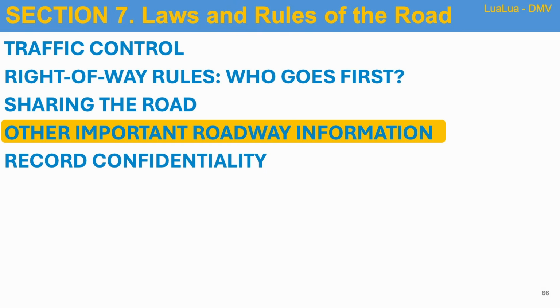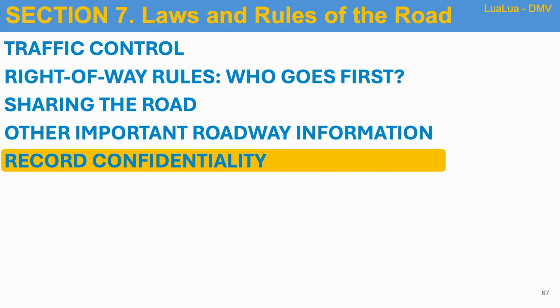dmv.ca.gov/reexamination. Record confidentiality. Most information in your driver's record is available to the public, except physical or mental conditions, address, and social security number. You can get a copy of your driver's record online or at a kiosk. For more information on record requests, visit dmv.ca.gov/recordrequests.